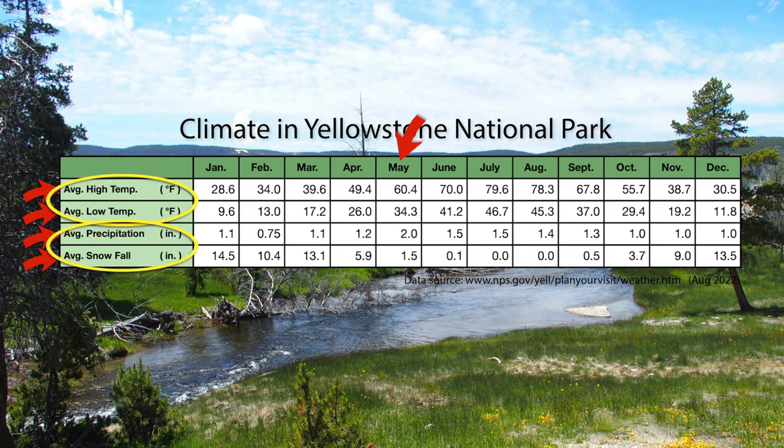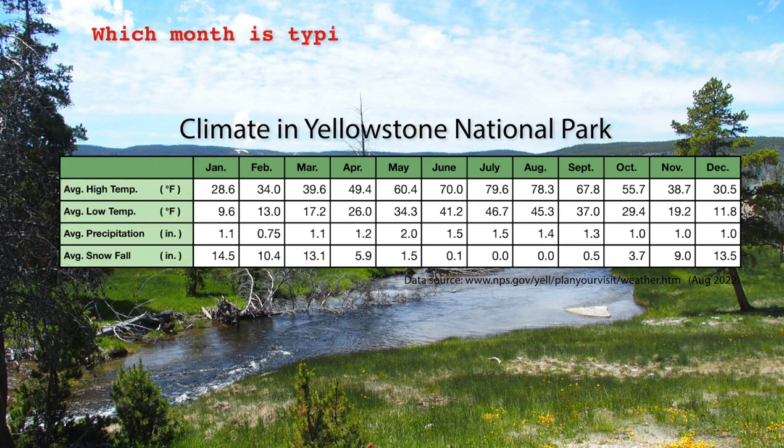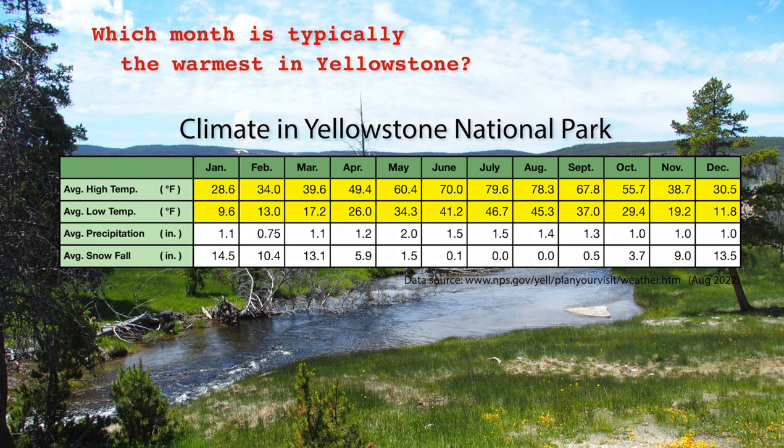A data table like this can be very useful because it can help answer questions like, which month is typically the warmest in Yellowstone? If you look at all the numbers in the rows about temperature, you'll see that the highest numbers are in the column labeled July.